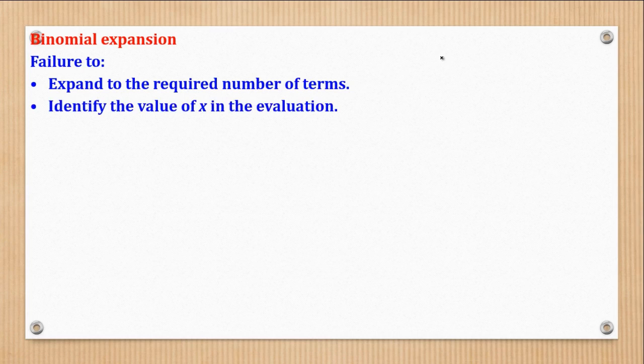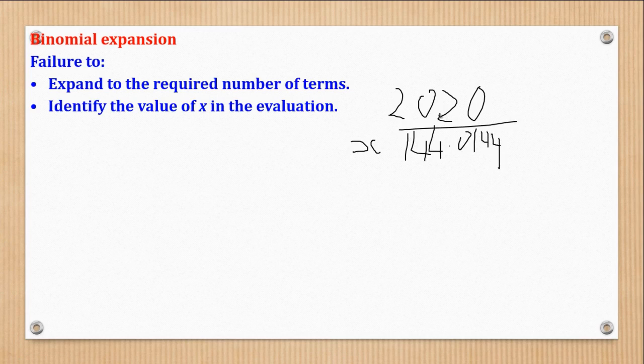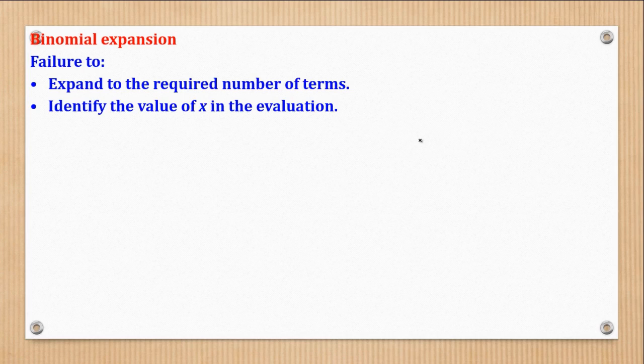Then failure to identify the value of x in the evaluation. I encourage you to look through the question of 2020 of Uneb. Sometimes obtaining the value of x requires you to first factorize. In that year it was 144.0144, and they wanted you to get the value of that. For such a question, it means you have to first factorize out the 144. But if you don't, then you cannot get the value of x. So it disturbed candidates in that year.